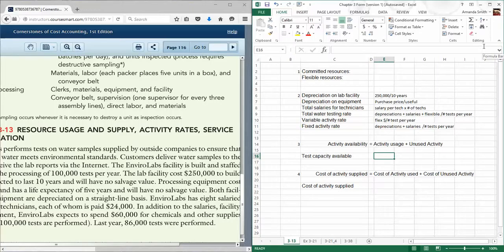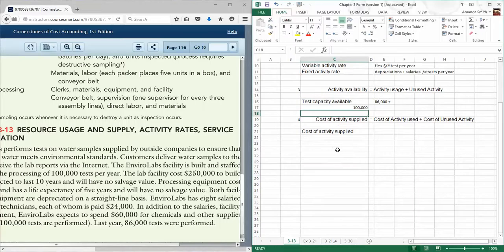Part 3 gets a little trickier. There's going to be a lot more math. So for total capacity available, you're going to use the activity usage plus the unused activity. So in the book, it tells you last year 86,000 tests were performed. So that's the activity usage. And then the unused activity. So if they're doing 100,000 tests per year, what amount has to be added to the 86,000 to get the 100,000 over here?